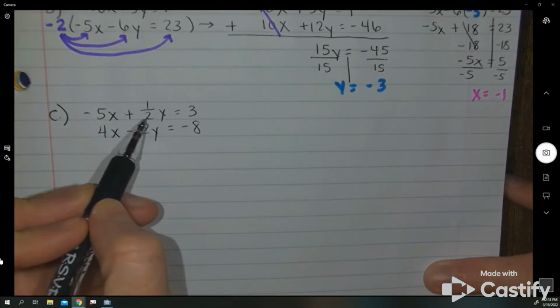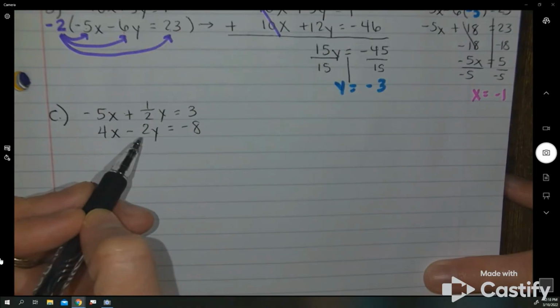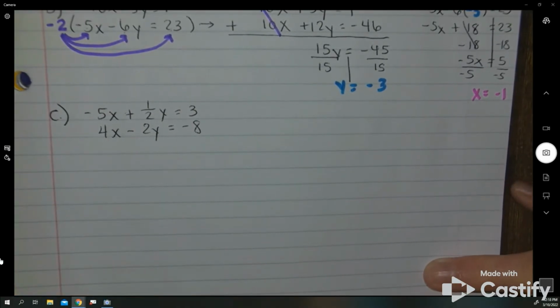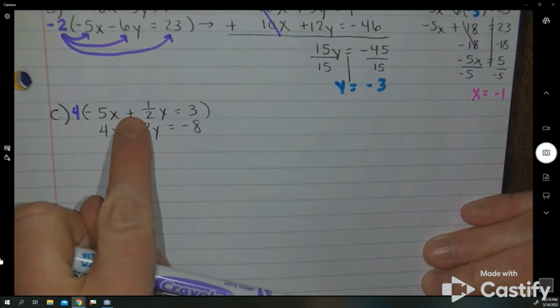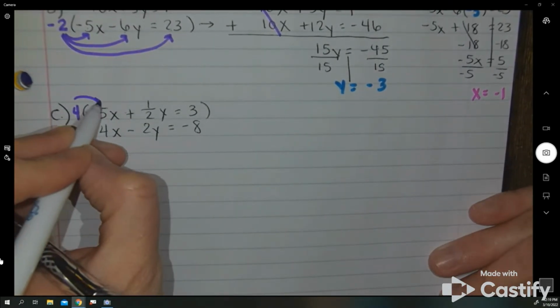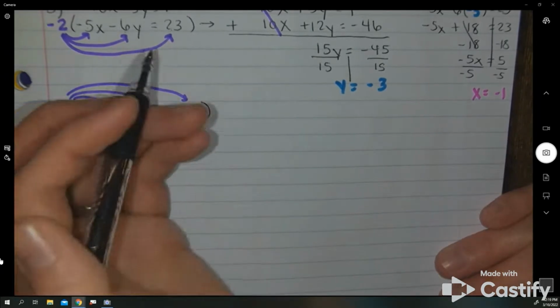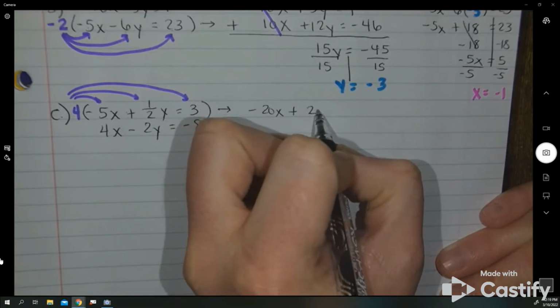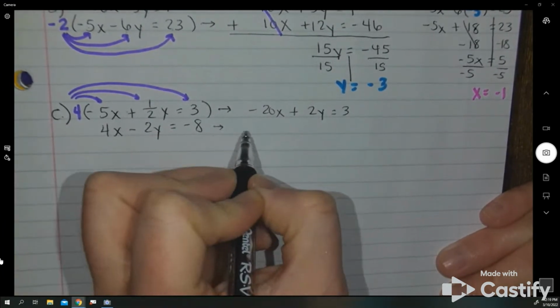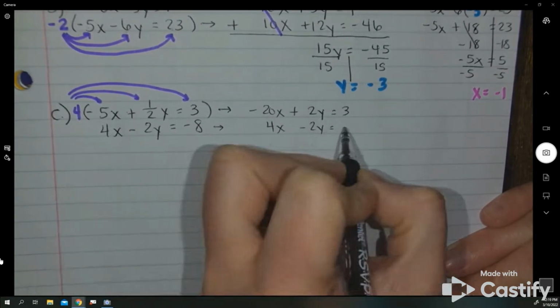So I already have a positive and a negative. And if I want, I can eliminate this 1/2. But how am I going to get half to become 2? Well, half of what number equals 2? 4. Half of 4 equals 2. So I'm going to multiply the entire top equation by positive 4, because like I said, I already have a positive and negative, so I want to keep that top one positive. We're going to multiply it here, all 3 pieces. That gives me negative 20x plus 4 times 1/2, which is positive 2y, equals 3. And then my bottom equation doesn't change: 4x minus 2y equals negative 8.